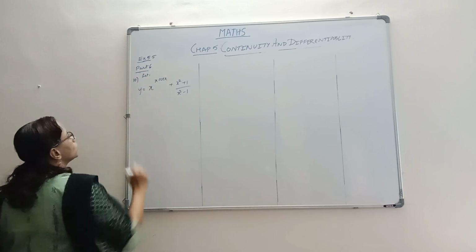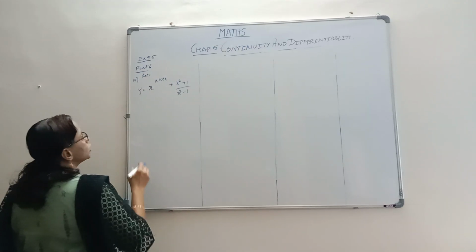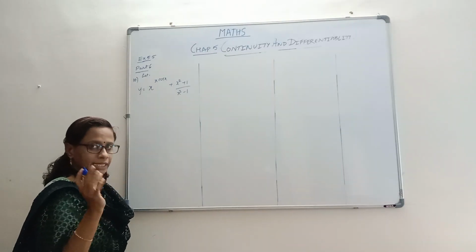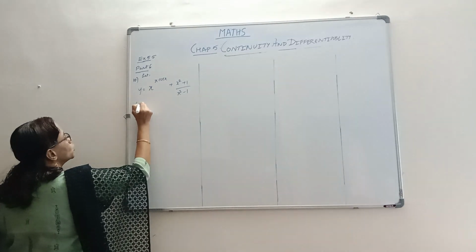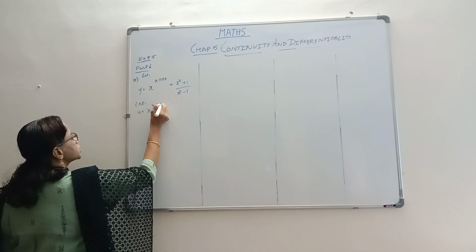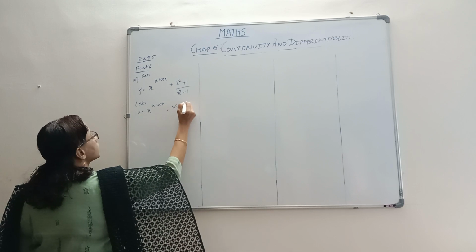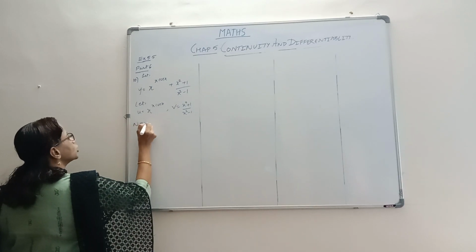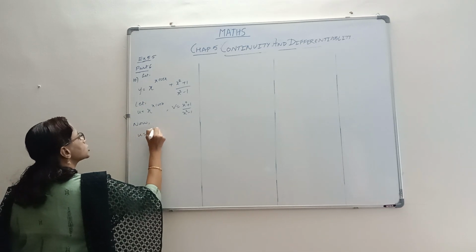Now if y is this, we know that if this plus sign is coming, we cannot take an overall log, so we have to break it up. That way u and v become urgent. So you call u as x raised to x cos x, and you call v as x squared plus 1 by x squared minus 1. To start with, we will take u equal to x raised to x cos x.